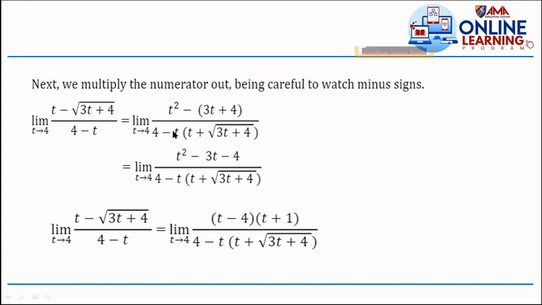Okay, pero sa baba, wala pa rin nagbago. 4 minus t, the square root of t plus the square root of 3t plus 4. Yun pa rin siya. Okay? Next, distribute natin yung negative dito. So we have t squared, negative times 3t, we have negative 3t. Negative times positive 4, we have negative 4. Okay? Sa baba, wala pa rin nagbago.